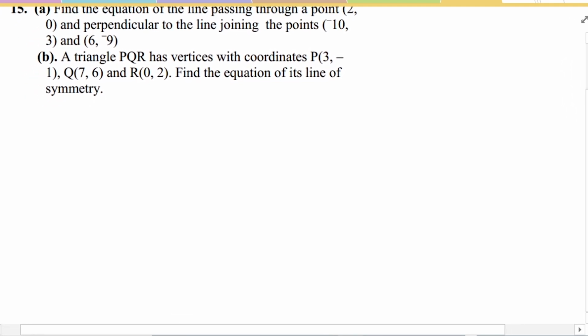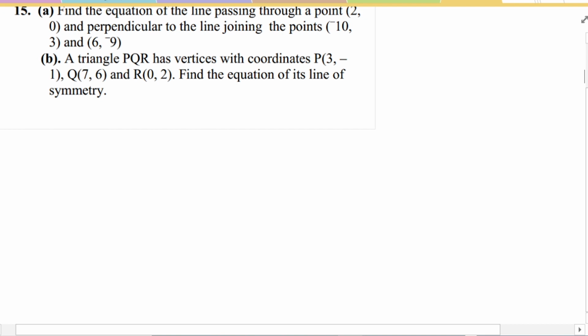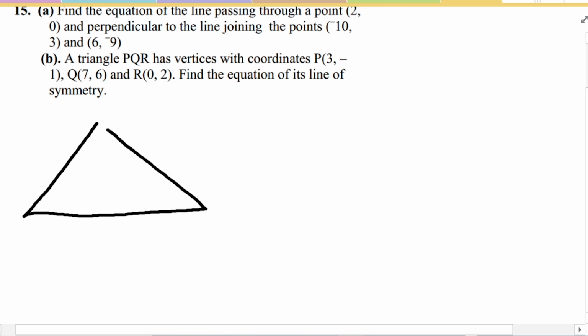A triangle PQR has vertices with coordinates. So let's try and draw that triangle PQR. Let me draw it here. The triangle PQR. Okay, that's now part B. Now let's draw triangle PQR like that. So this is our triangle PQR.